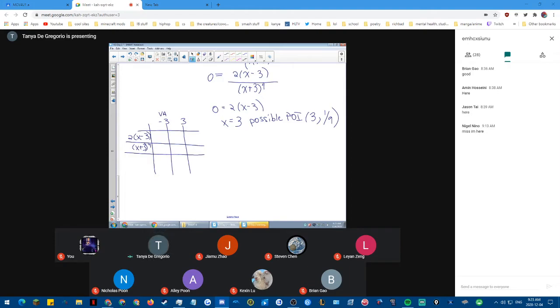Okay, so to the left of negative 3, subbing in, what do I get? Negative. Good. Here, always positive. 0. Negative. Okay, and 4. Negative. So here I have concave down, concave down, concave up. So where is 3 a point of inflection? Yes, it is.